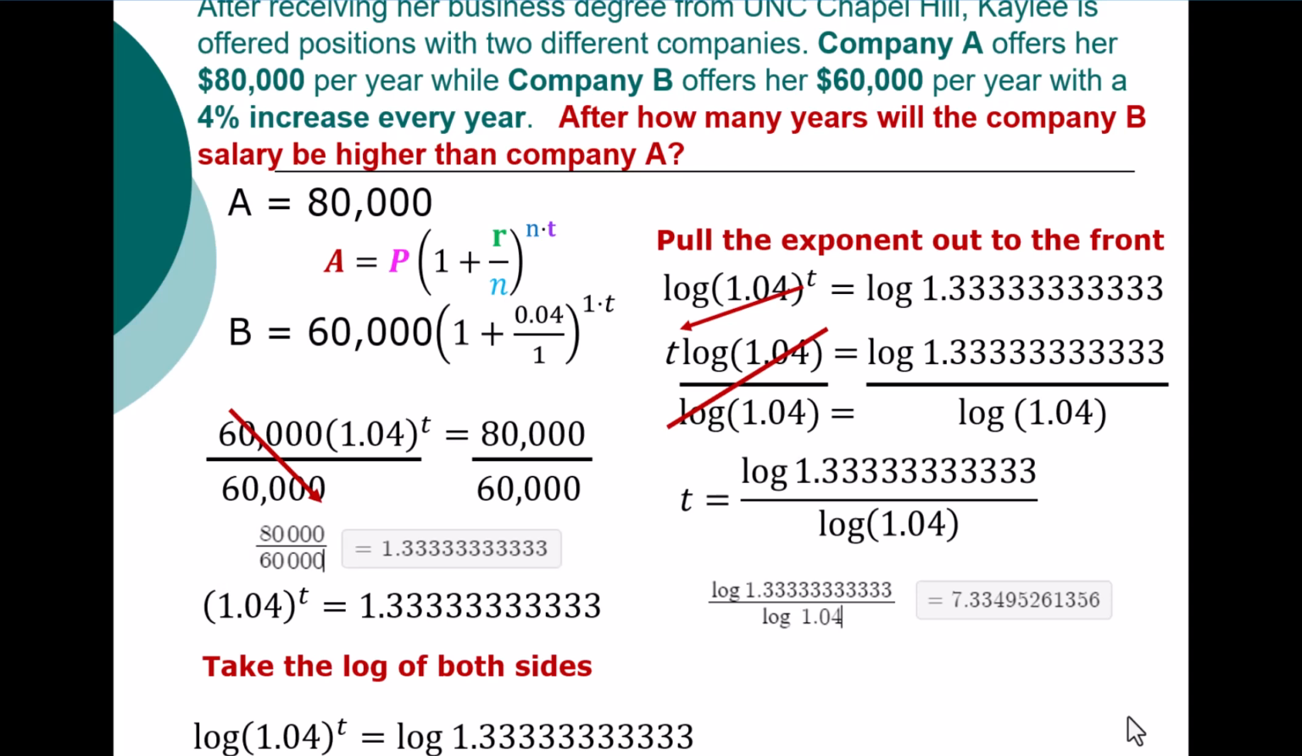All right, when you put that in your graphing calculator or your TI-84, you're going to get approximately 7.33. It's asking us how many years, so we need to decide how we're going to round that off. So I'm rounding it to the nearest tenth, approximately 7.3 years.